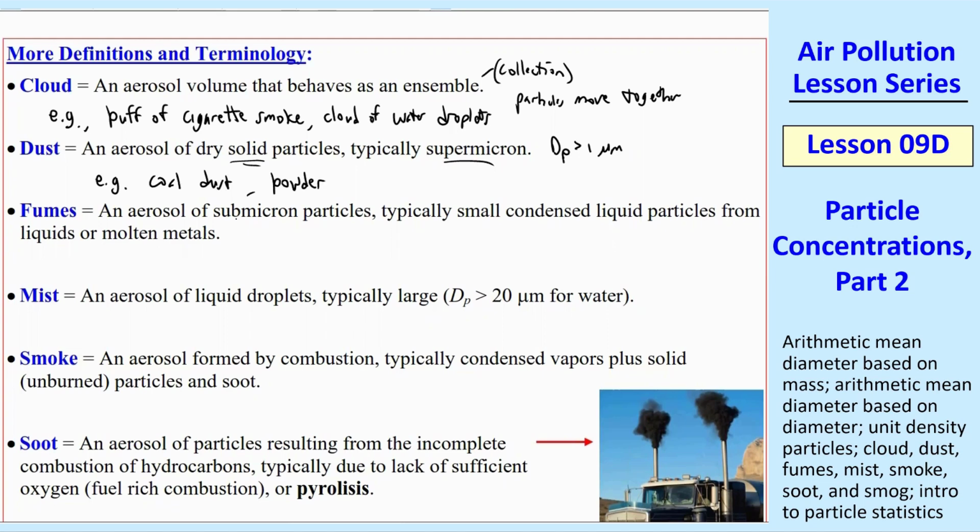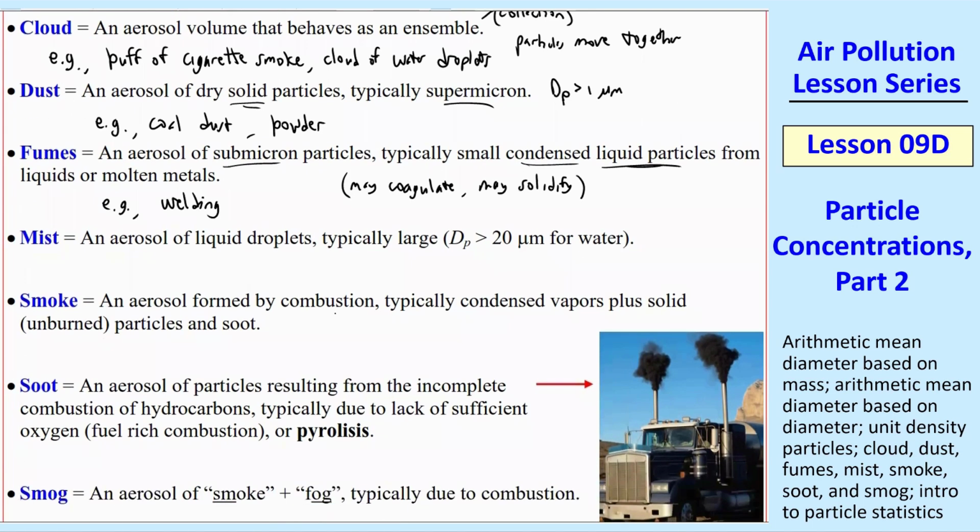Fumes is an aerosol of submicron particles, typically small condensed liquid particles from liquids or molten metal. You have metal that actually vaporizes. It's hot enough to vaporize. For example, we're talking about things like welding. So when you weld, you can get vapors of the metal, and then it condenses into tiny liquid particles. And so that's called a fume. And I just want to comment that they may coagulate. They're very small to begin with, typically less than a micron, but they may coagulate into bigger particles. And eventually they solidify. So you have vapor, condenses to liquid, and then they solidify into solid particles.